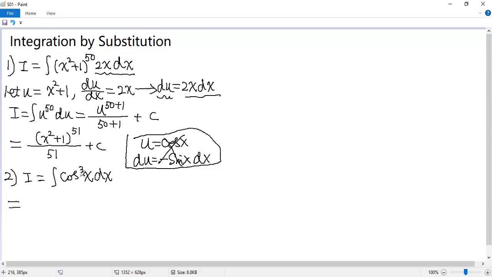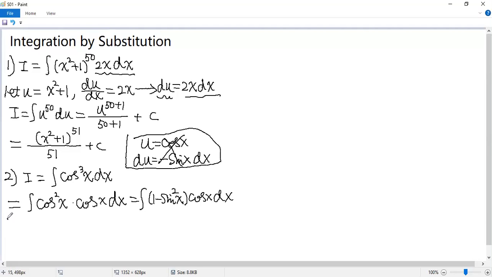Let's try to break up the integrand into two parts. So we change that to cosine x squared times cosine x times dx. We know cosine x squared plus sine x squared equals 1. So cosine x squared equals 1 minus sine x squared, and then here's the cosine x dx. Now we can let u equal sine x.